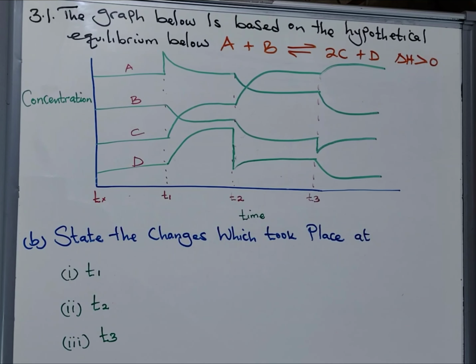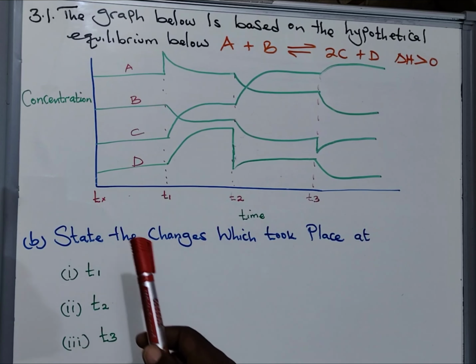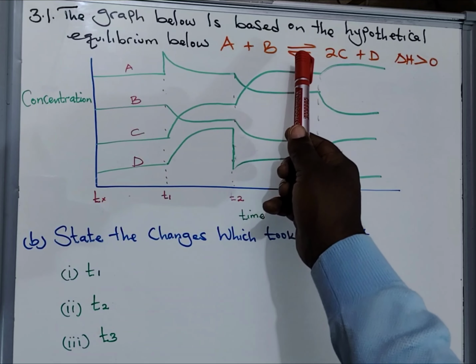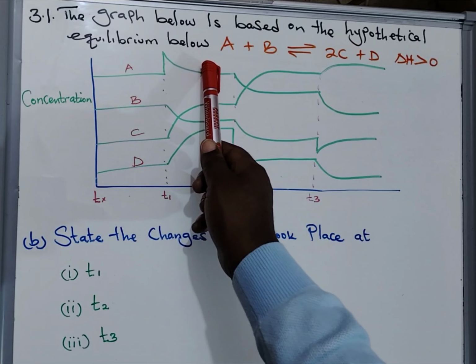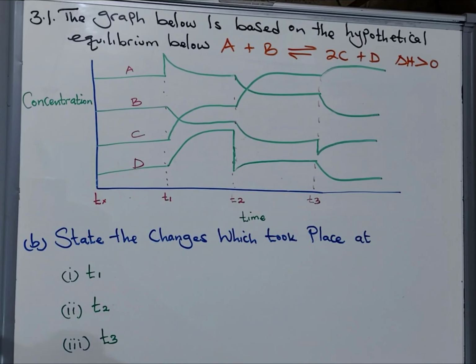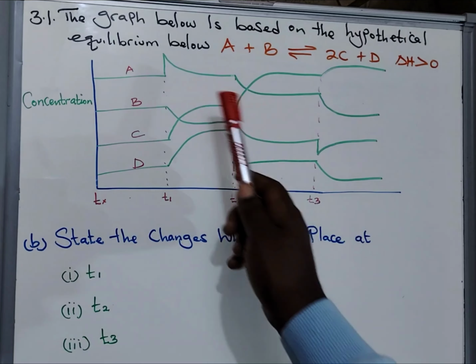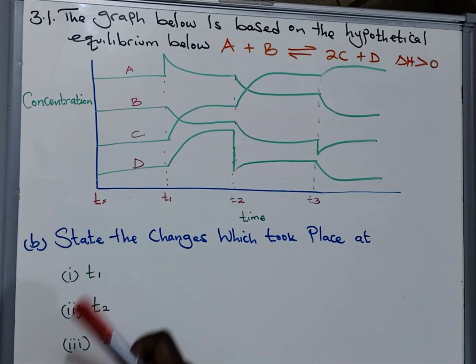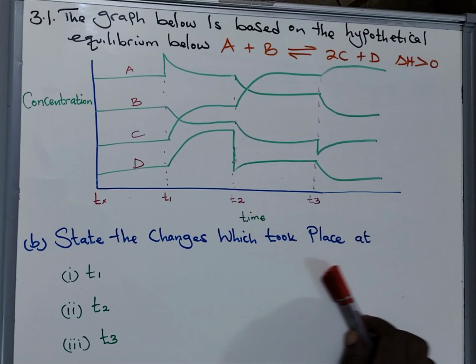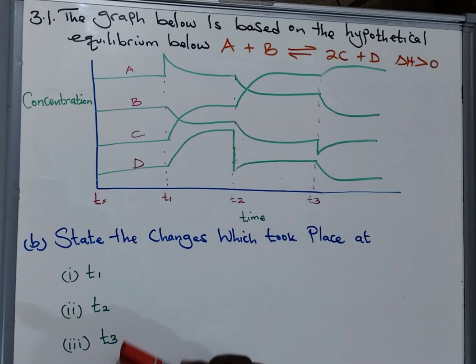Yes, let us look at this question today. It says that the graph below is based on the hypothetical equilibrium, and this is the equilibrium, and this is the graph. So we have A, B, C, D, like that. And the question says, state the changes which took place at T1. So what happened at T1?